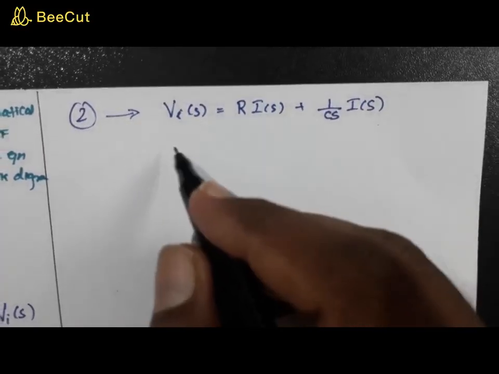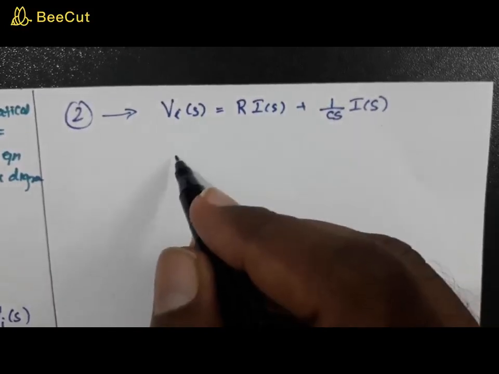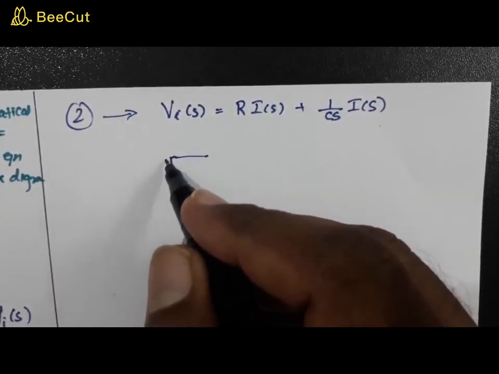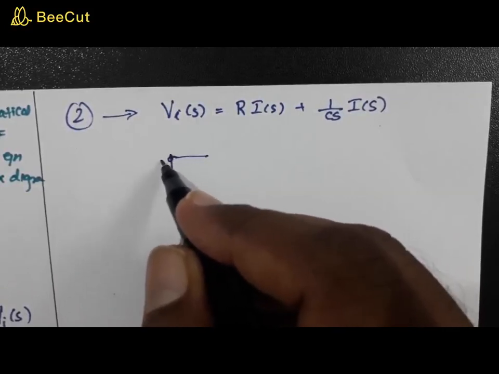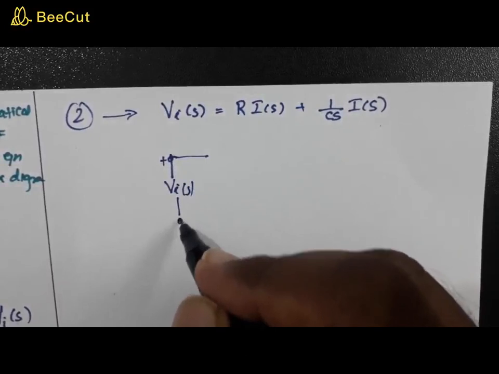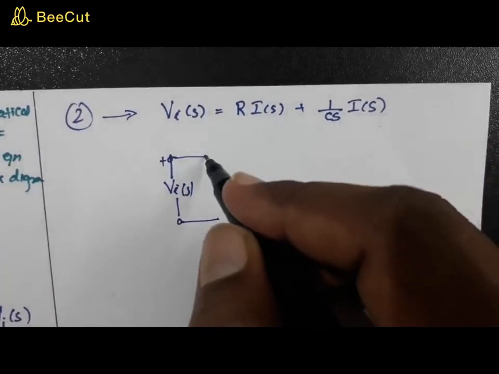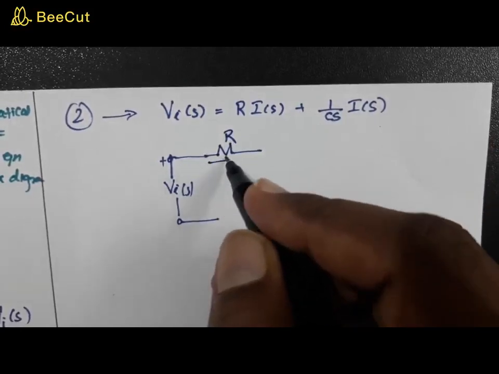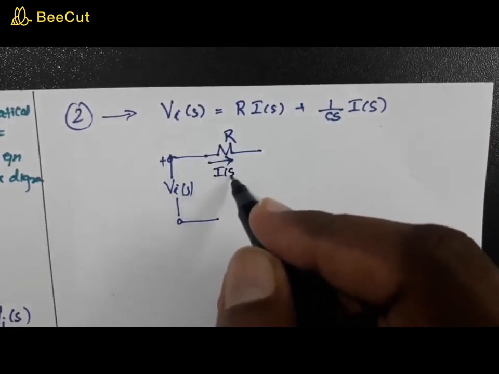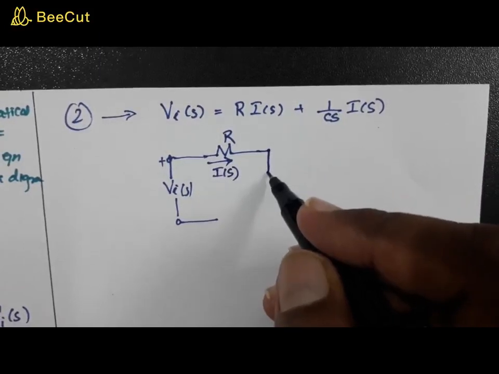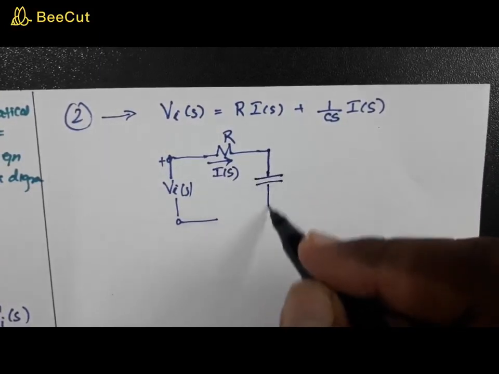Now how will you draw the S domain circuit here? Okay, as usual, this is plus vi of s, right? It starts with vi of s, and you have a resistance R, and through this R an I of s current flows, and the same current also flows through a capacitor C, right?